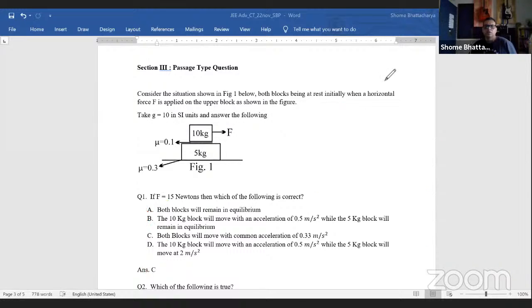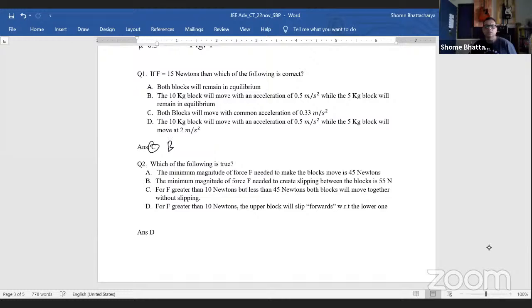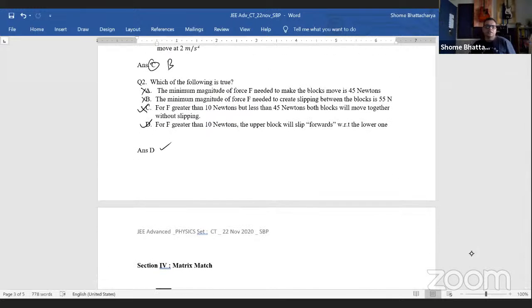Okay. So let's just check out the second part also. So this should be changed to B. Yeah, we'll change it. Okay. So which of the following is true? The minimum magnitude of F needed to make the blocks move is 45. No, both the blocks cannot move. This is also not correct. This is correct. Oh no, this is also not. If F is greater than 10, upper block will slip forwards. Yes. So this one is correct. Okay, so I will get this correction incorporated, don't worry.